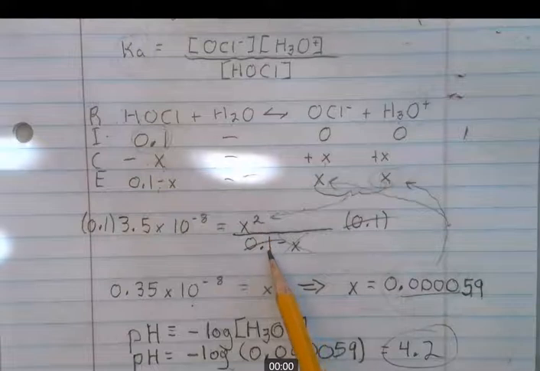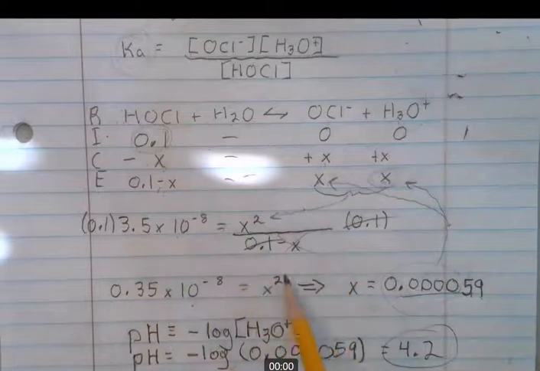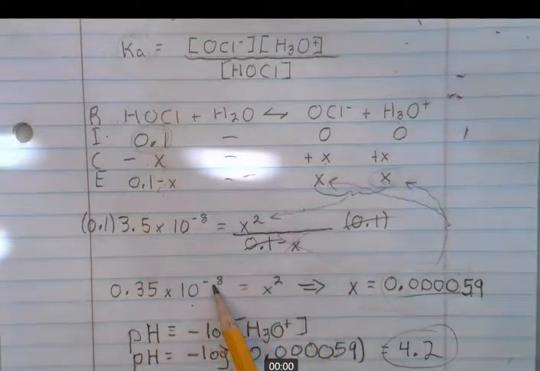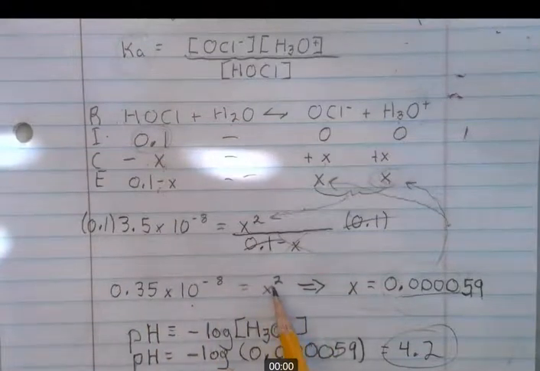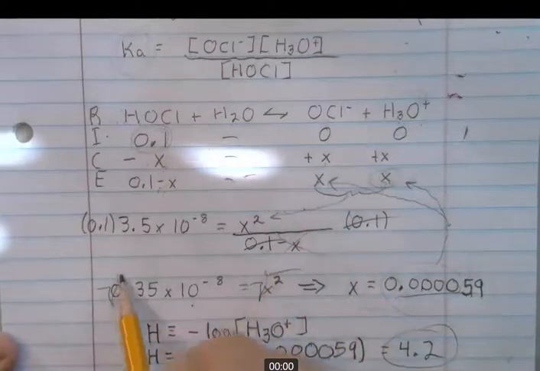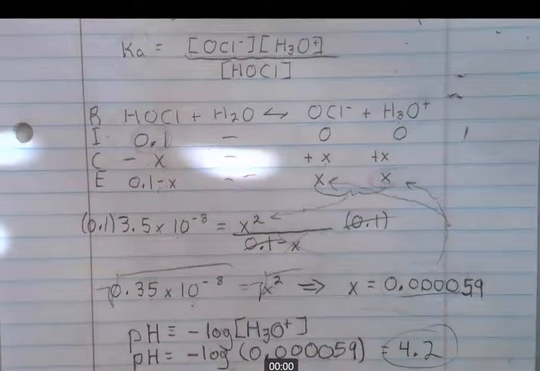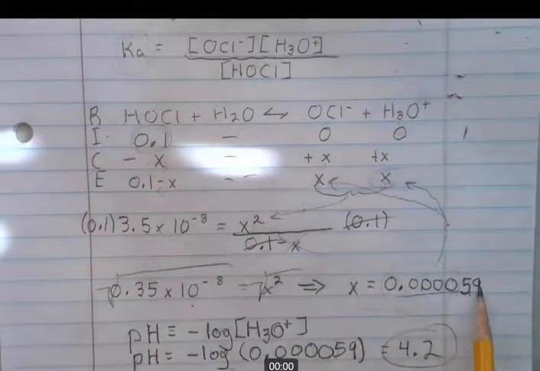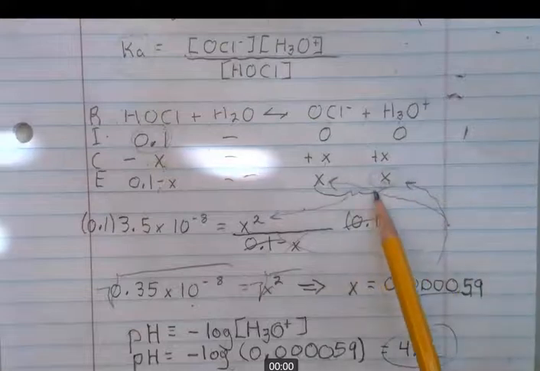Okay, so now it's just basic math. It's X squared over 0.1 equals that. You multiply both sides by 0.1, and you get 0.35 times 10 to the negative 8. That's what that would give you, and you've got the X squared. So now to reduce that down to X, you take the square root of both sides. And that ends up giving you 0.000059, and that's the concentration of hydronium.